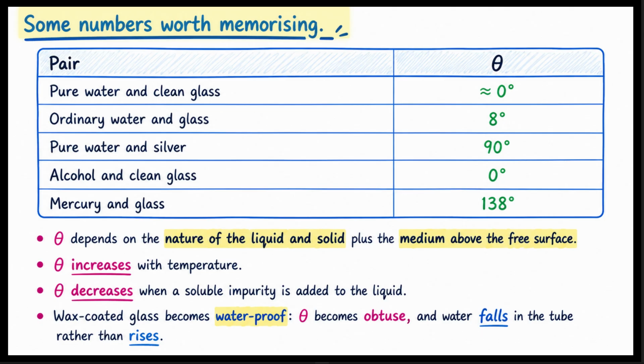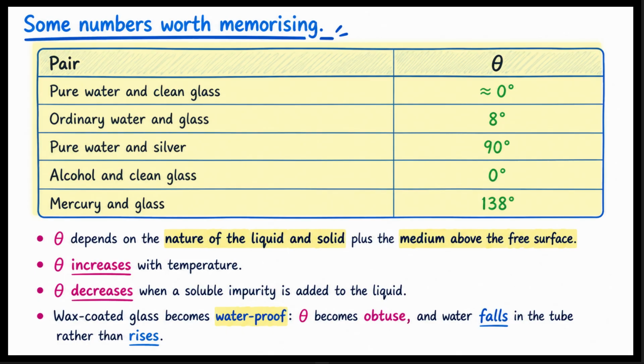Some numbers are worth memorizing because you will see them again and again. Pure water on clean glass has an angle of contact of essentially 0 degrees. Ordinary tap water on glass sits closer to 8 degrees. Pure water on silver has an angle of exactly 90 degrees. Alcohol on clean glass is again essentially 0. Mercury on glass is the famous outlier at 138 degrees.